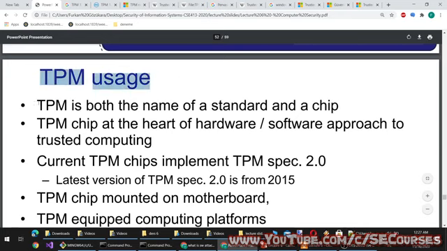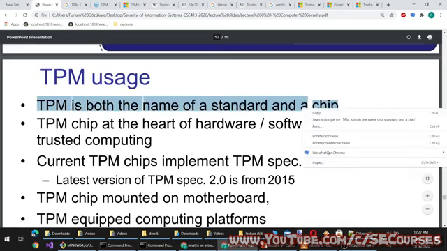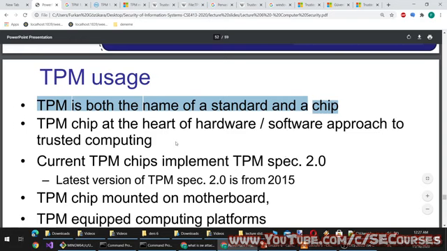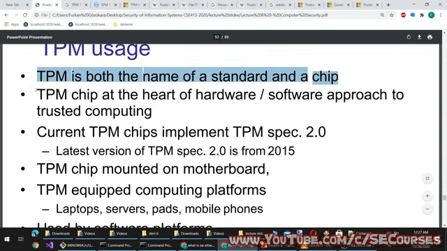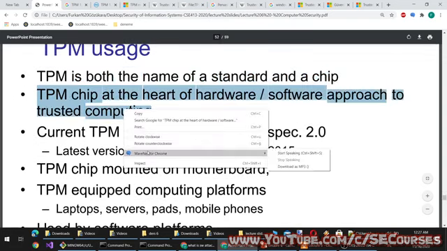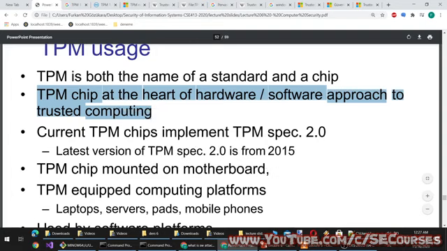Okay, so TPM usage. TPM is both the name of a standard and a chip. The TPM chip is at the heart of the hardware-software approach to trusted computing.